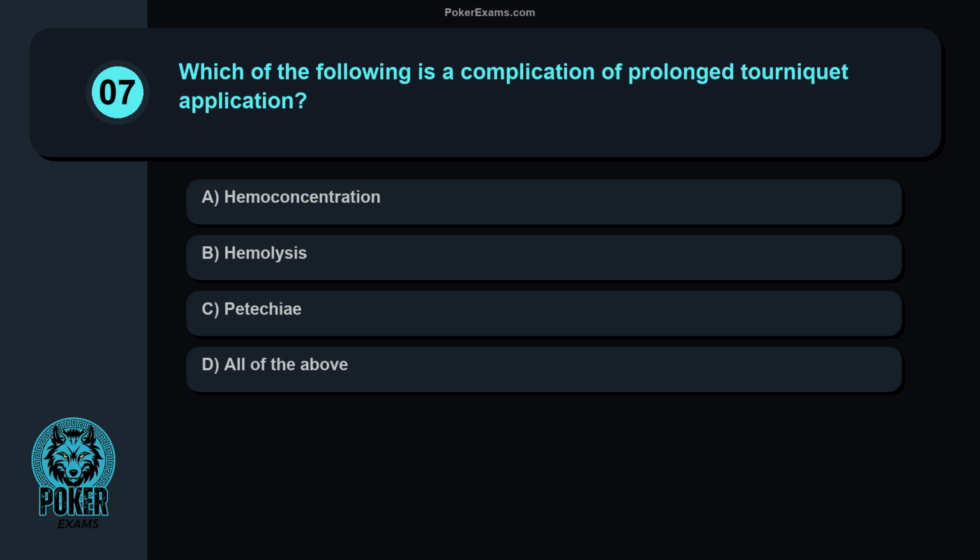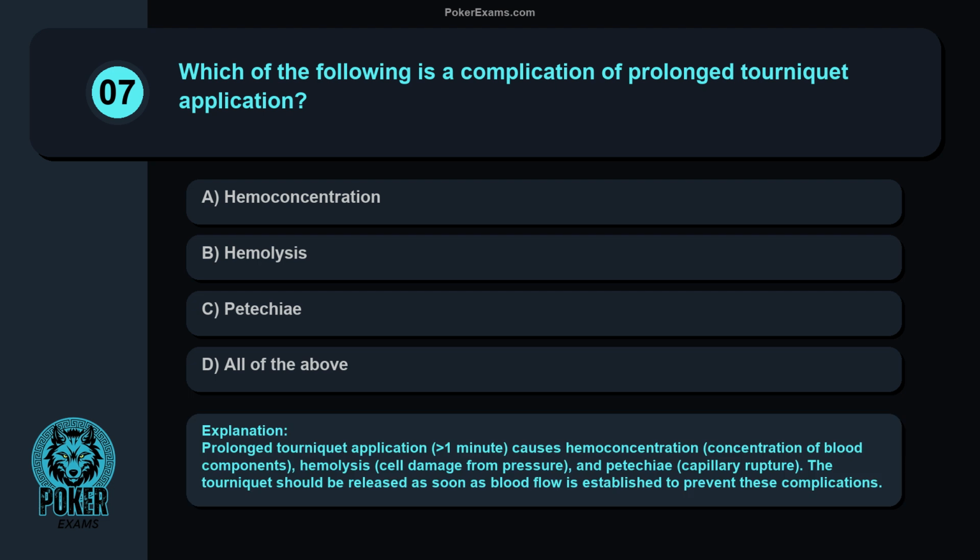Question 7. Which of the following is a complication of prolonged tourniquet application? Hemoconcentration. Hemolysis. Petechiae. All of the above. Prolonged tourniquet application, over 1 minute, causes hemoconcentration, concentration of blood components, hemolysis, cell damage from pressure, and petechiae, capillary rupture. The tourniquet should be released as soon as blood flow is established to prevent these complications.